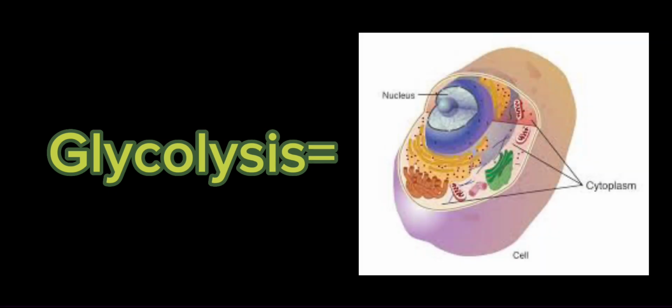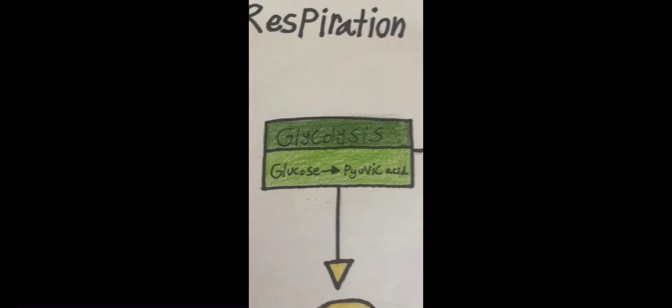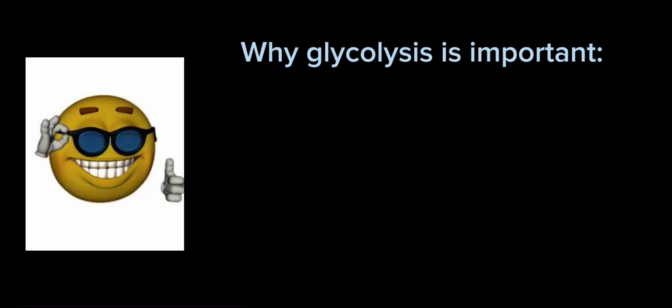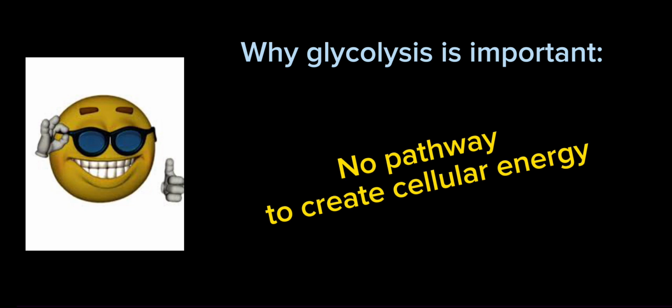There are 3 main steps to cellular respiration. The first step is glycolysis. Glycolysis takes place in the cytoplasm and does not require oxygen. Glycolysis splits glucose into 2 free carbon molecules and also creates a small amount of ADP, 2 to be exact. If it weren't for glycolysis, cellular respiration wouldn't work because there wouldn't be a pathway to create cellular energy.